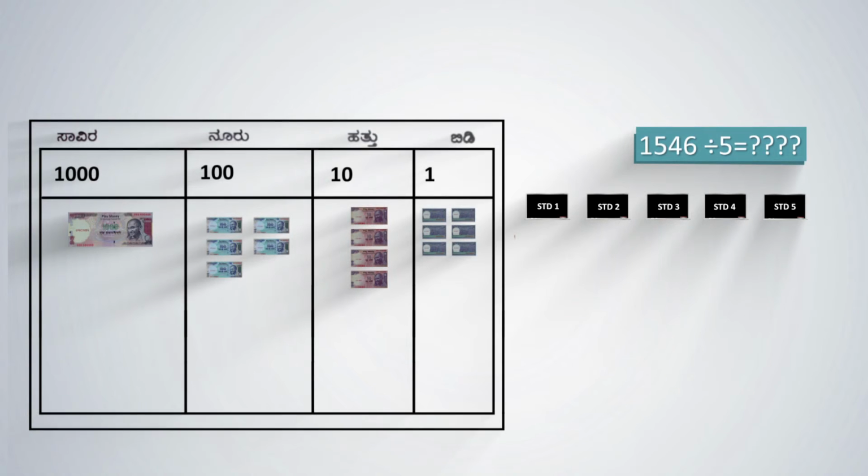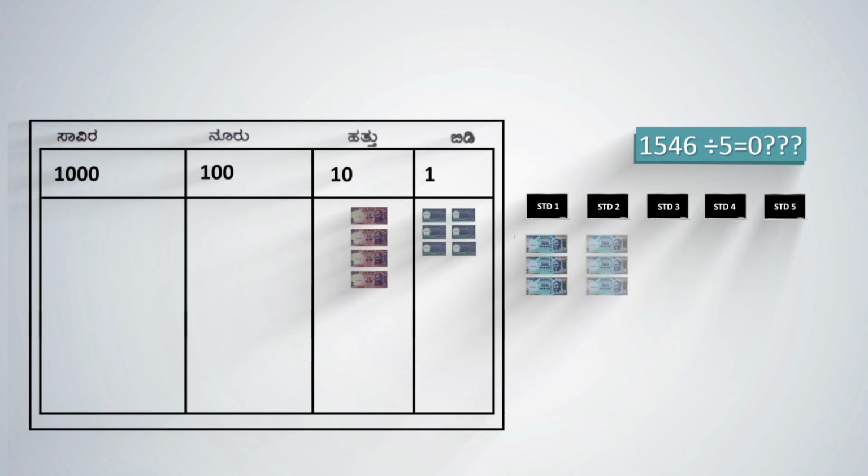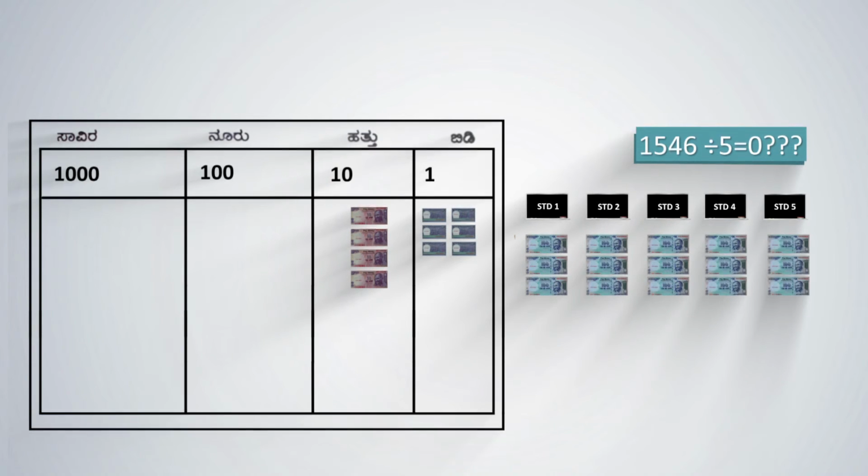Start with the number in the thousands place. We cannot divide one note of 1,000 rupees among 5 classes. Students themselves may come up with the solution. Change 1,000 for 10 notes of 100 rupees. These notes have to be placed in the hundreds place. Now we have 10 plus 5 hundreds, which is 15. Divide 15 by 5 and each class gets 3 notes of 100.